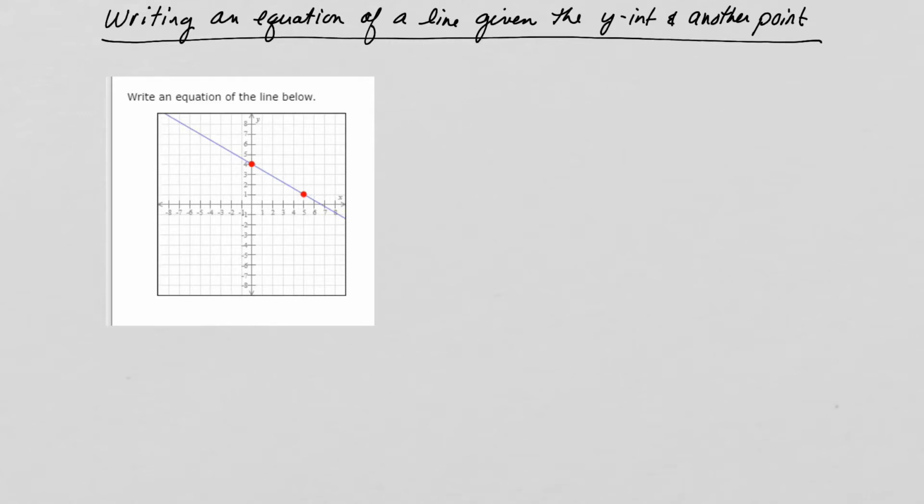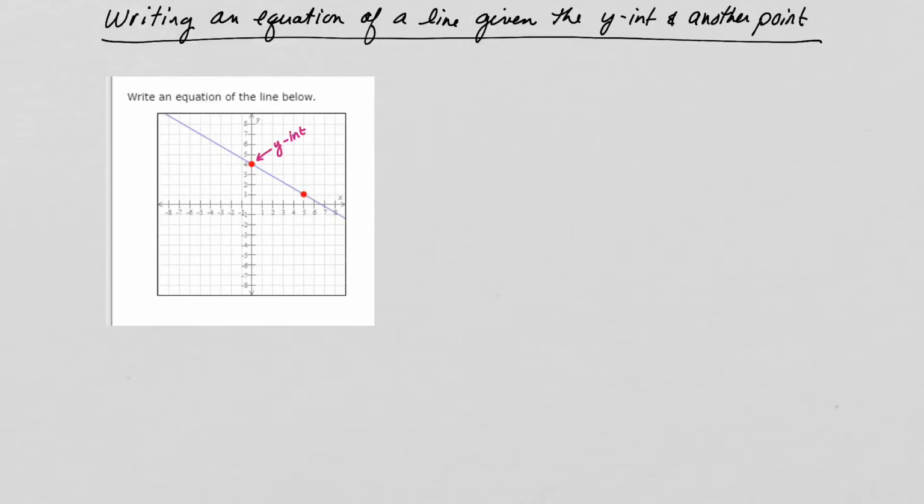In this video, we're going to talk about writing the equation of a line, but we are given a picture, and in our picture, we are able to figure out what the y-intercept is. If you remember from when we talked about y-intercepts before, the y-intercept is where the graph crosses the y-axis. So this right here is the y-intercept in this problem.